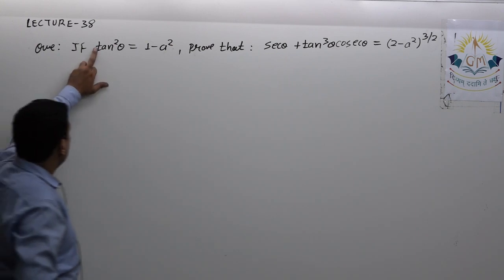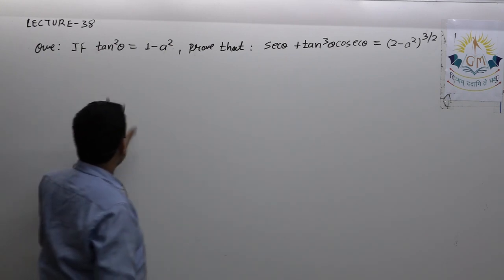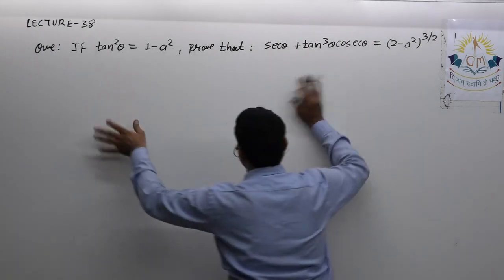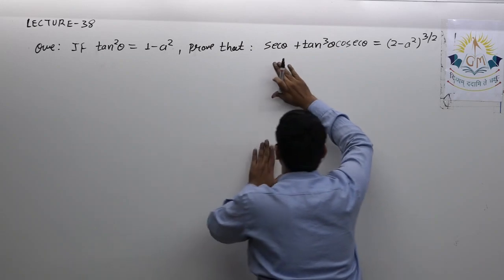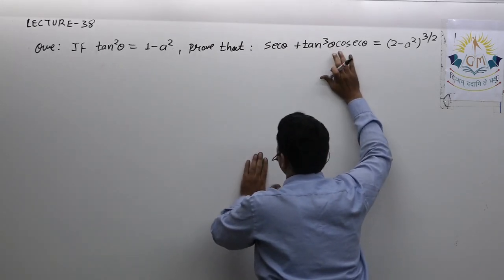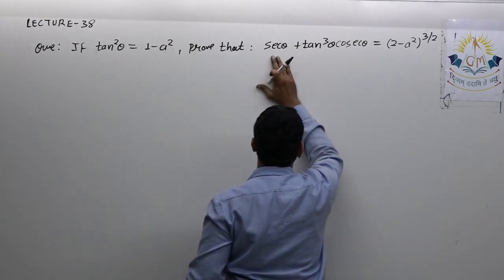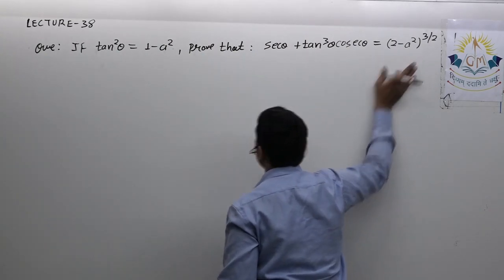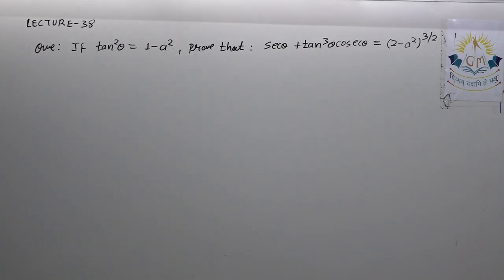It is given that tan square theta is equal to 1 minus a square. So two things can be done. In short, I can say we have tan square theta and we need the value of sec theta and cosec theta in terms of a. And by placing those values over here I will be able to get this. So think for a while how you will proceed, then I will give you its solution.